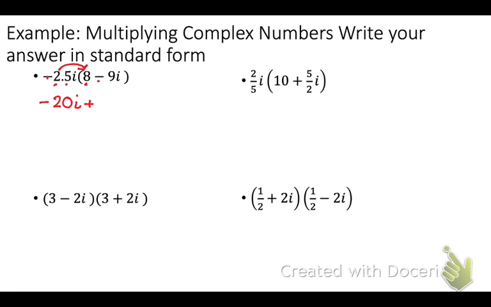Positive. Now, 9's not an even number, so I do have to multiply it out, yes? So 9 times 5 is 45. Carry a 4. 18 plus 4 is 22. So 22.5. And i times i would be i squared. What is i squared? Yeah, -1. It's -1, yes?